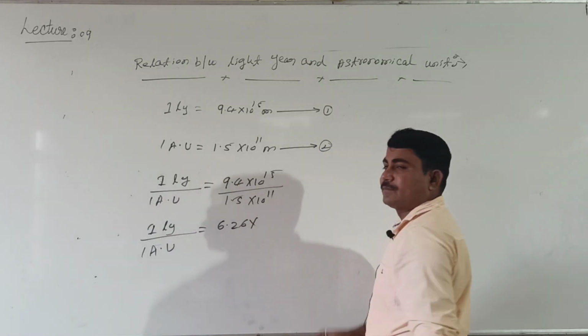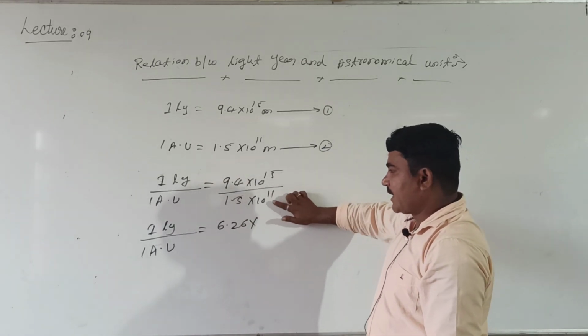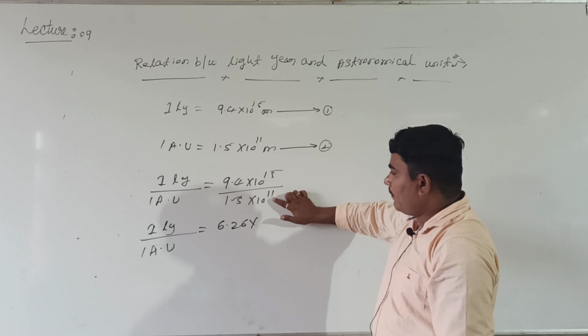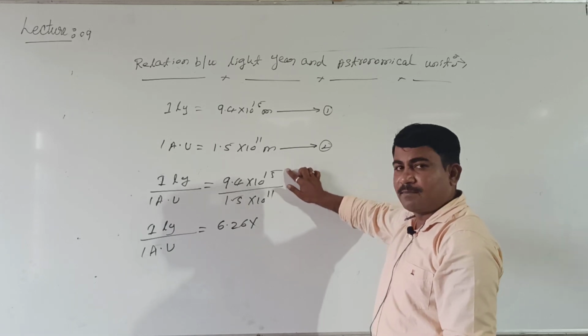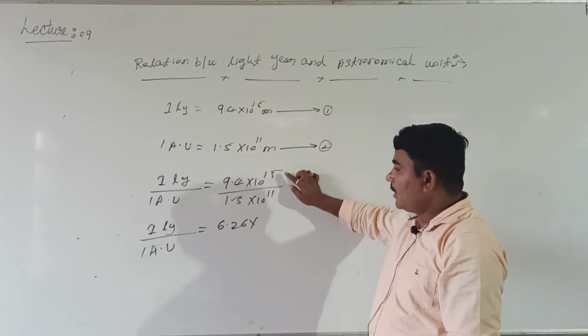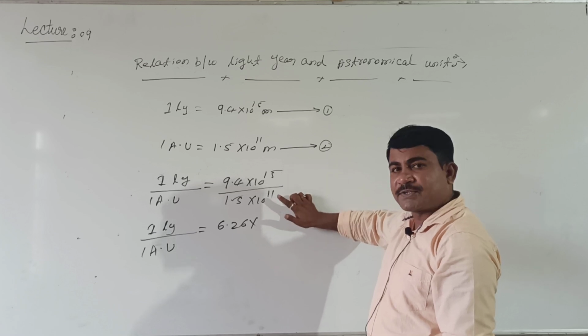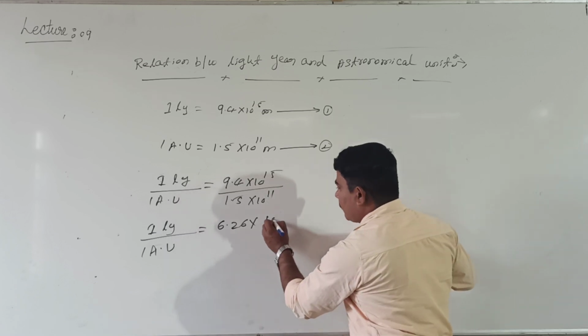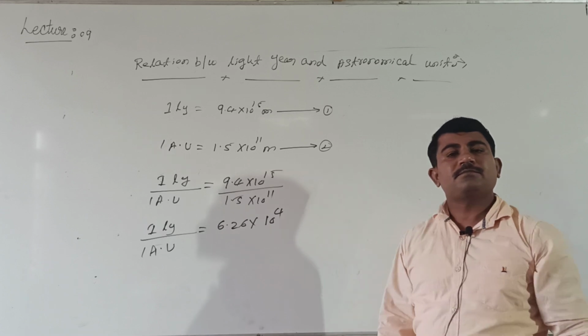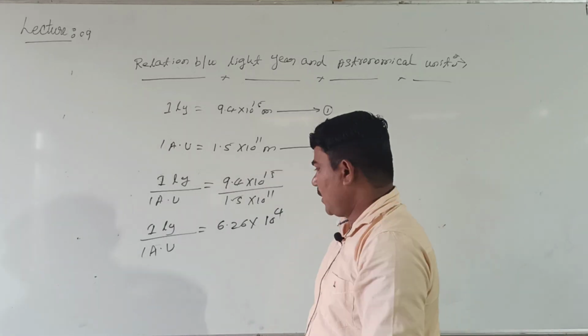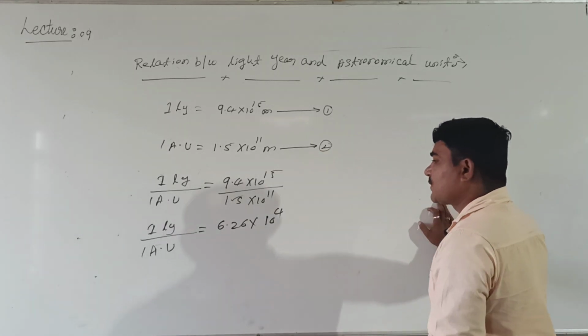6.26. Here plus 15 is there, minus L1 is there. Plus L1 goes upside, minus L1. Right? 10 raised to 15 minus 10 raised to L1. That is equal to how much? 10 raised to 4. Right? Then what did you get from this, students?